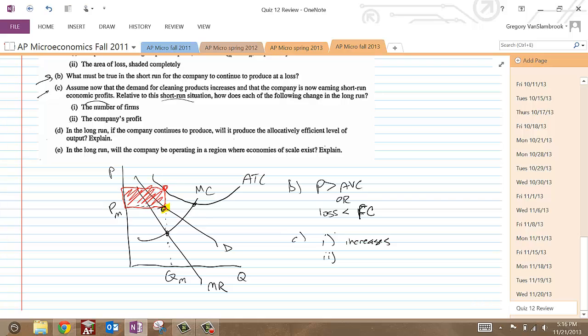And then second, what happens to the company's profit? The other thing we know about what happens over the long run in monopolistic competition is that the profits get competed away because the individual company's demand falls for its product, and its profits get competed down to where it's breaking even. So the company's profit decreases. To be even more specific, we could say decreases to 0.